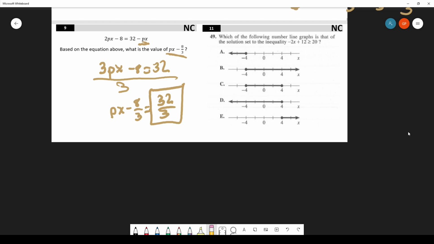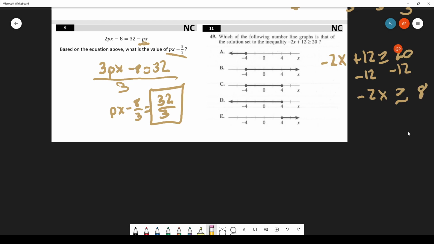Now, the final problem reads, which of the following number line graphs is that of the solution set to the inequality negative 2x plus 12 is greater than or equal to 20? So for this problem, we're going to need to isolate x. So I'm going to rewrite the equation because I like to rewrite it when I solve for x. And I'm going to solve for x. So first thing I'm going to do is I'm going to move 12 over. And I'm going to have negative 2x is greater than or equal to 8.